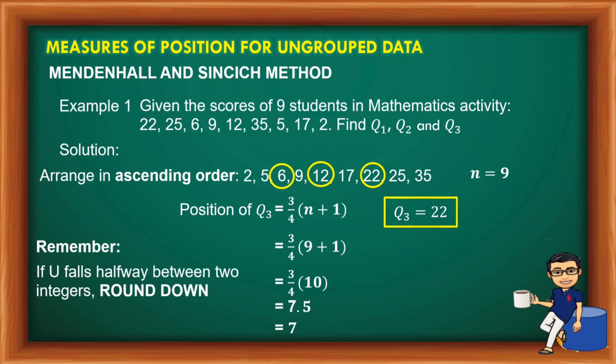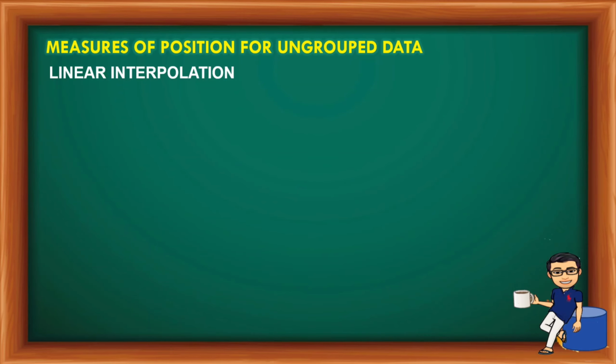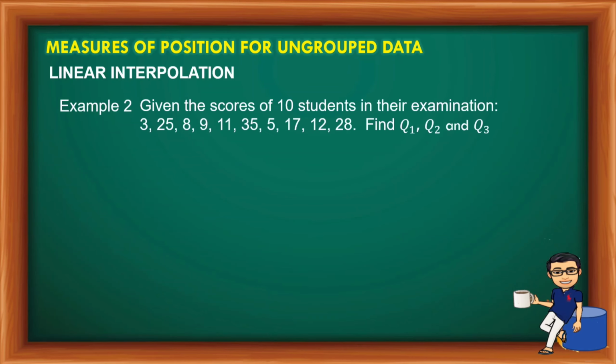Yan yung ginamit natin yung unang method. How about if we will be using another method? And we will be using the linear interpolation. So sa linear interpolation, given the score of 10 students in their examination, 3, 25, 8, 9, 11, 35, 5, 17, 12, 28. So find quartile 1, quartile 2, and quartile 3. Hanapin din natin yung tatlong quartile.